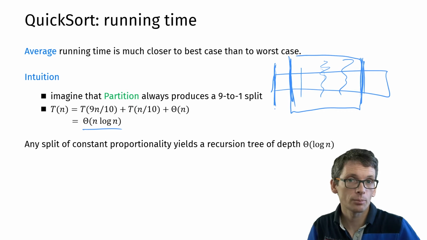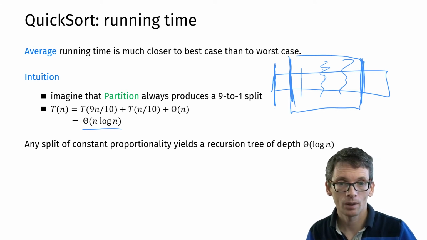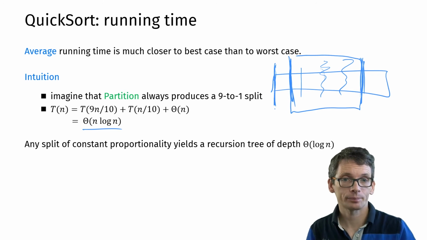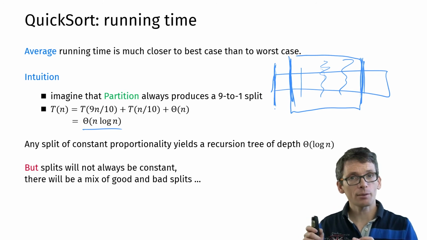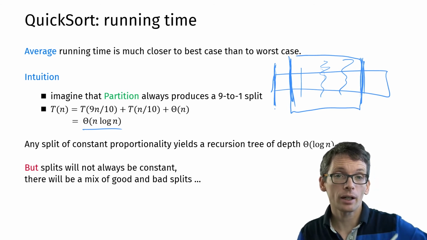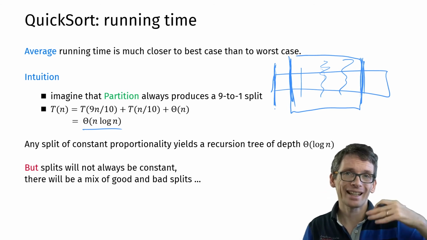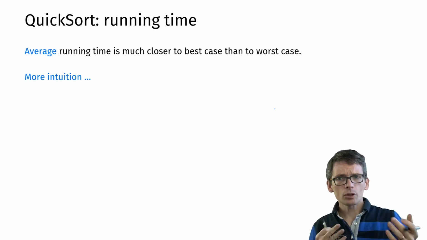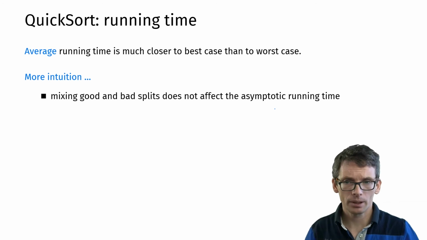I mean, it's probability, it can happen. It can happen, but it is unlikely. And even if we have bad splits, we'll always have enough good splits so that we make enough progress. So let me give you a bit more intuition about this. Let's assume we have some kind of mix of good and bad splits.